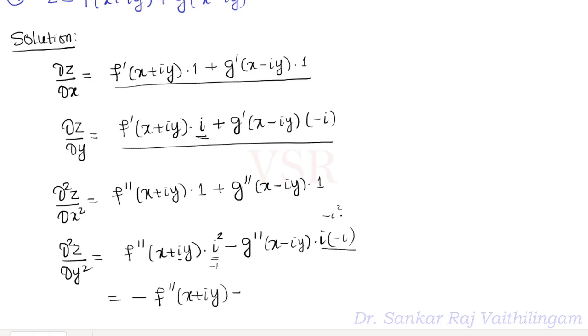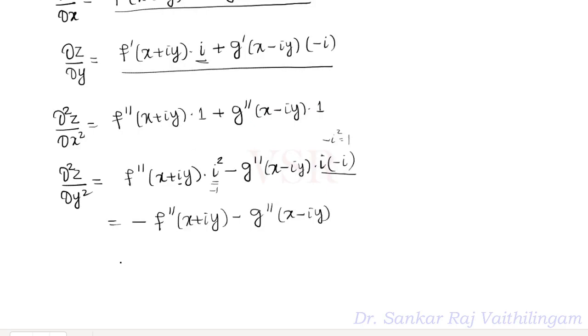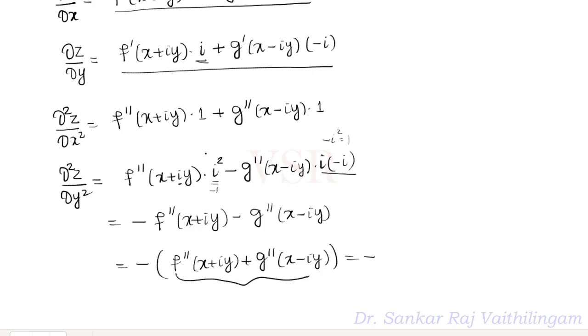square இது வந்து என்னது 1. Okay, அப்போ minus g double dash of x minus iy. Okay, அப்போ இது அப்படியே மைனஸை காமனா எடுத்துட்டீங்கன்னா என்ன கிடைக்கும்? அப்படின்னா மைனஸை காமனா எடுத்தீங்கன்னா this is f double dash of x plus iy plus g double dash of x minus iy. What is this? This is equal to minus of இவன் தானே. இது யாரு? அப்படின்னா இவன் தானே. So this is equal to dou square z divided by dou x square.